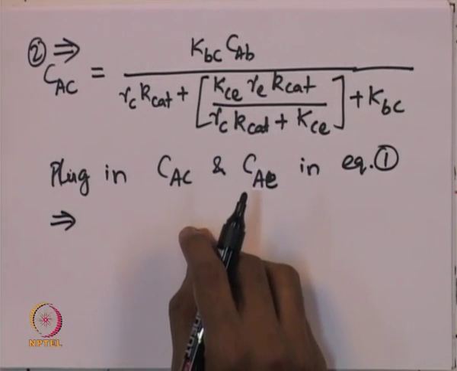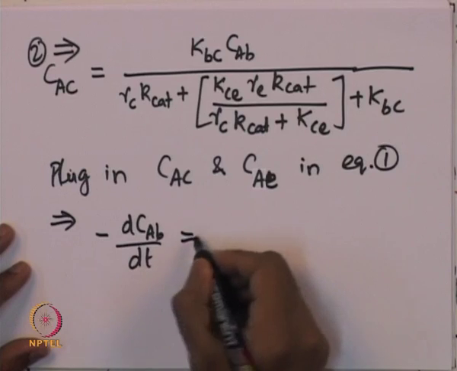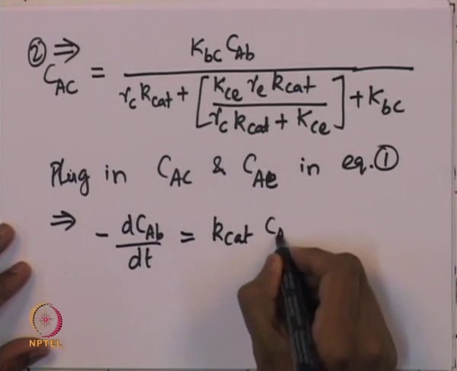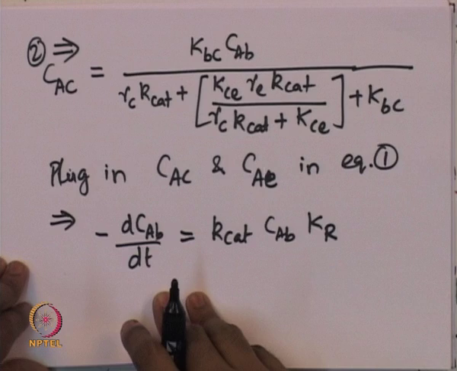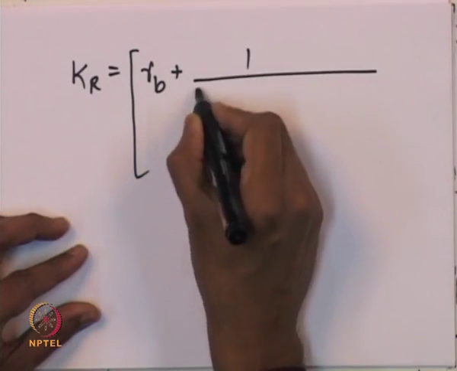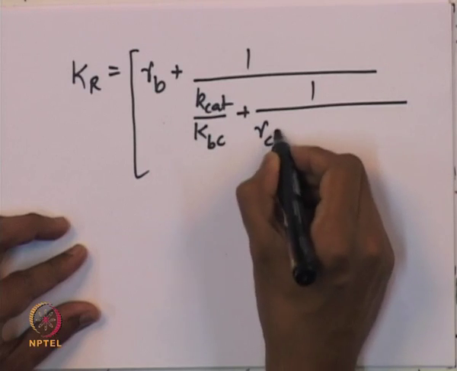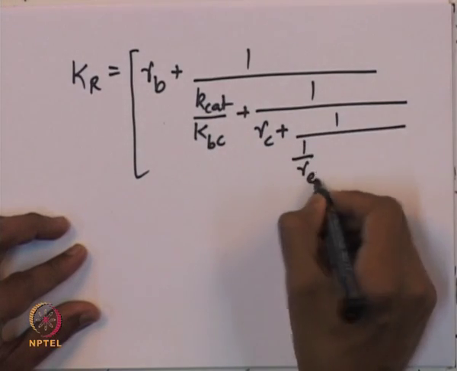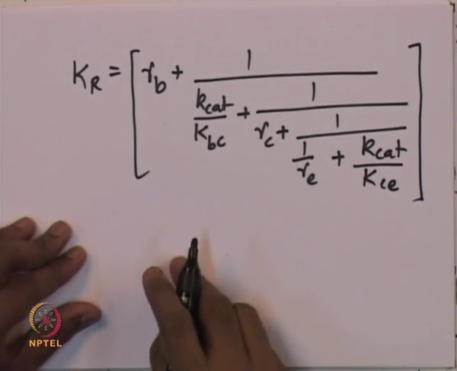So, what we can find is that -dC_AB/dt is equal to k_cat into C_AB into some overall constant K_R, and this overall constant K_R is given by 1 divided by [1/γ_b + 1/(k_cat/K_bc + 1/(γ_c + 1/(1/γ_e + k_cat/K_ce)))]. So, that is the expression for the overall reaction rate.